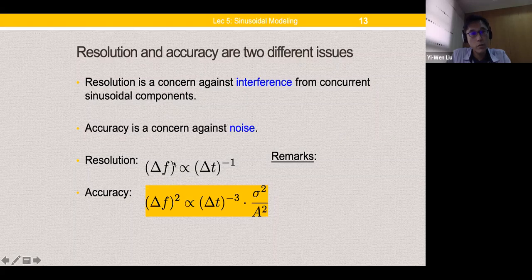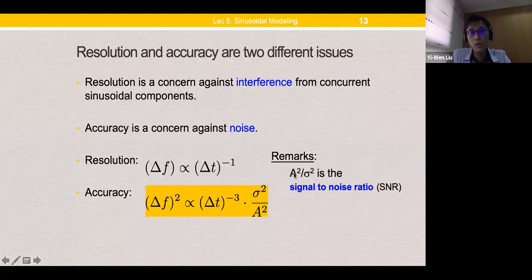The minimal separation is inversely proportional to the length of the window, whereas accuracy is the estimation error incurred by the presence of noise. This is an error. Estimation error, if you take the variance, I should have put in var here. So the variance of the frequency estimation error squared is proportional to the third power of window length times, what is this? Sigma squared divided by A squared. That's the noise to signal ratio, with A squared being the amplitude squared and sigma squared being the noise variance.